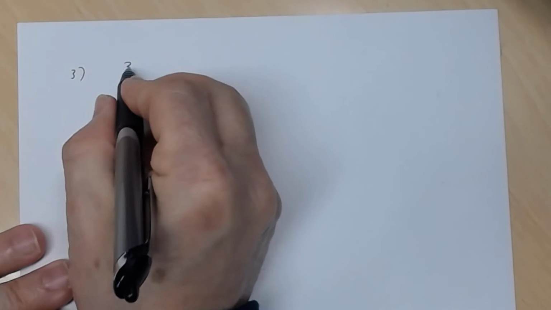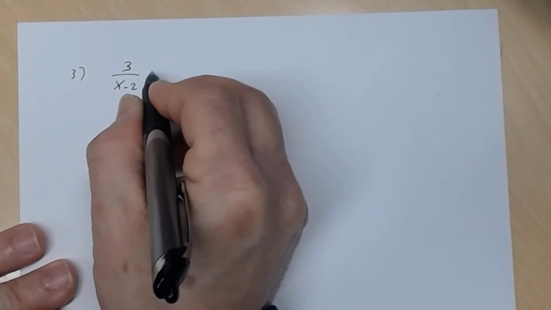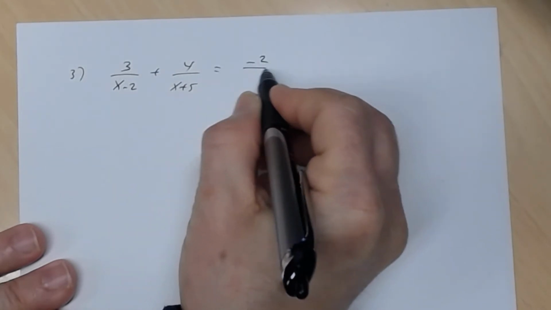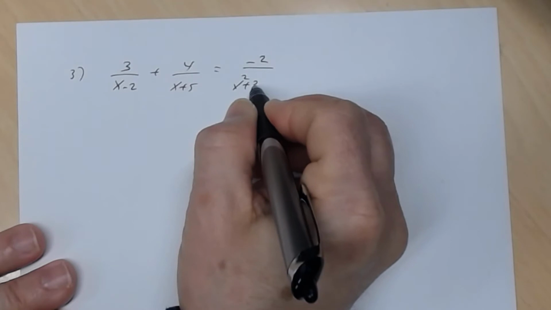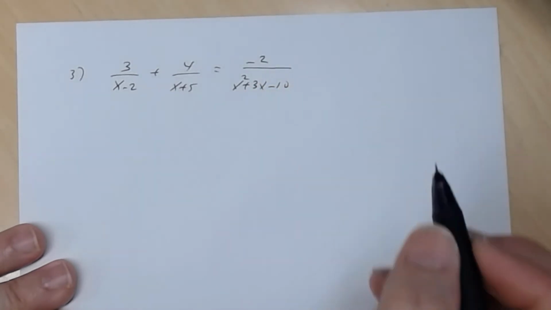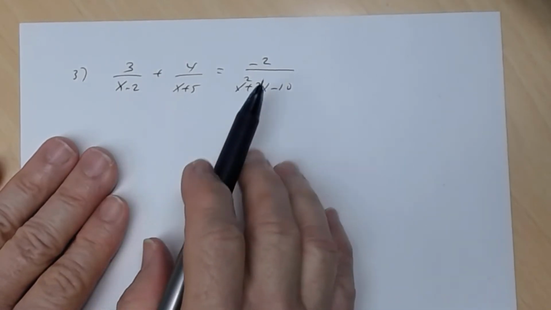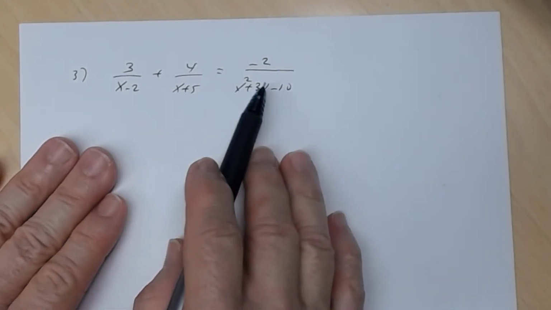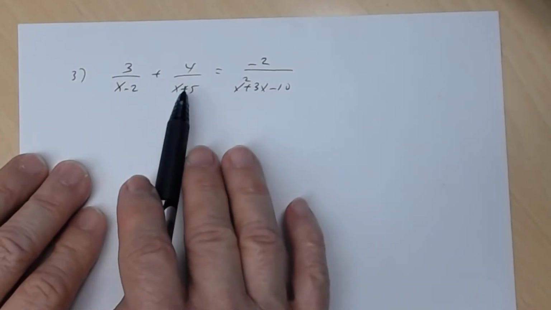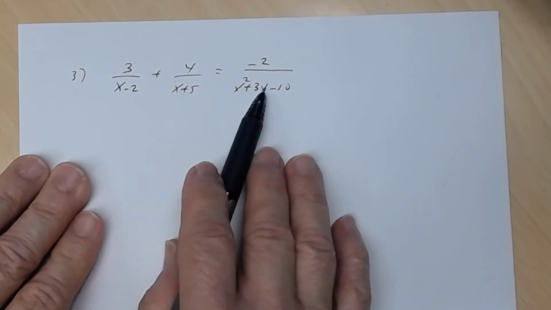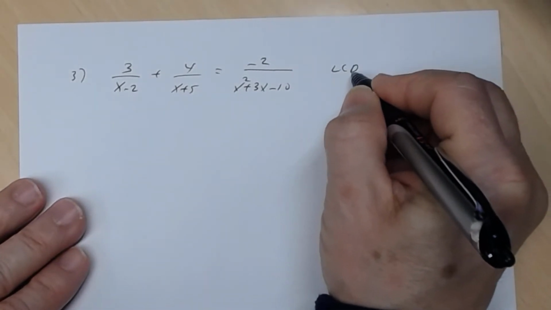So number 3, let's suppose we had 3 divided by x minus 2 plus 4 divided by x plus 5 equals negative 2 divided by x squared plus 3x minus 10. Now notice I have this rational equation because it's made up of rational expressions, and there are 3 of them. First thing, remember, is you've got to find the LCD. You want to clear these denominators. You want these denominators to be factors of 1s instead. To clear your denominators, you've got to find the LCD.